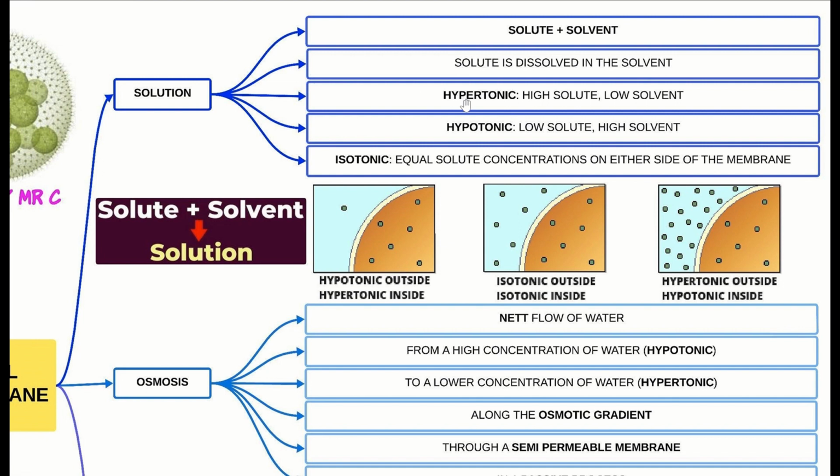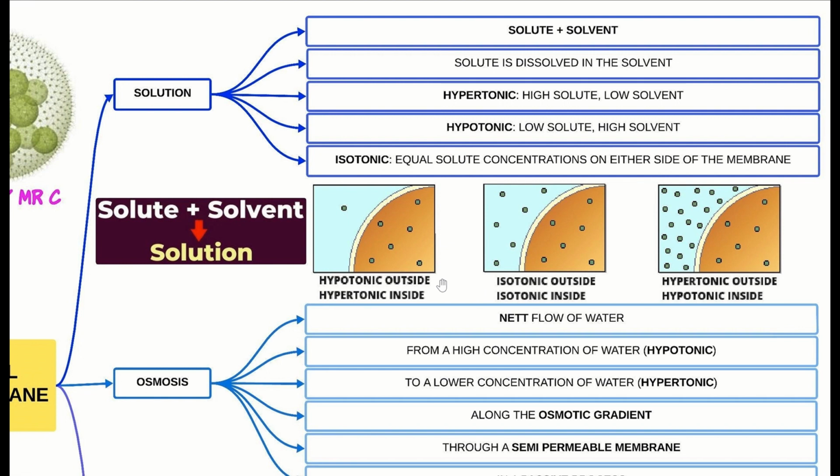There is hypertonic. Hyper means high solute and therefore low solvent. Hypotonic means low solute and therefore a high amount of solvent. And again, the solvent in a cell is water. Isotonic means equal solute concentrations on either side of the membrane.